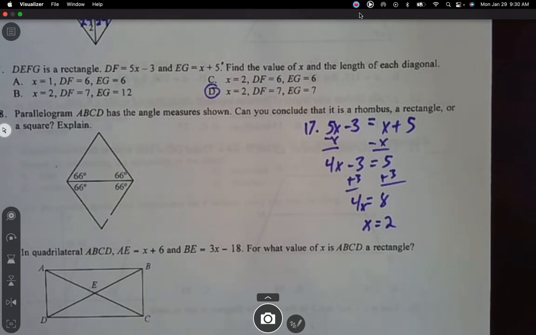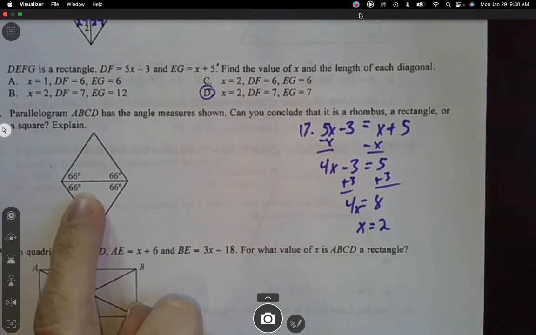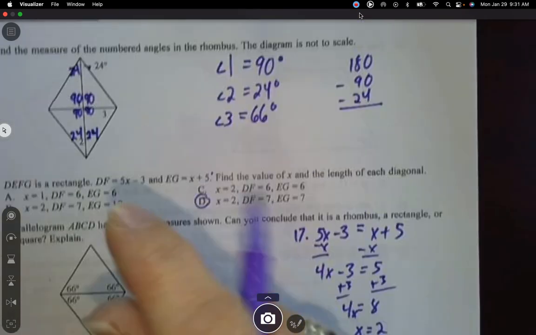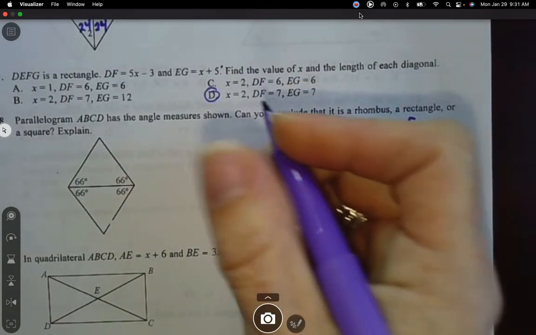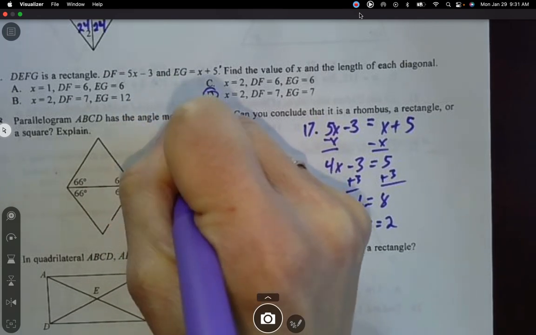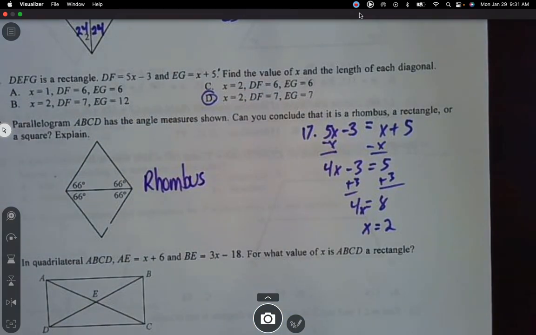Okay, number 18. Is it a rhombus, a rectangle, or a square? First of all, do these add up to 90 angles? No. A square and a rectangle add up to 90. So it's not a rectangle or a square, so what must it be? It's a rhombus, which we just did a problem like that up here. If you know the sides are equal, then it's a rhombus. I spelled it right. I didn't even have to look at the word. Is everybody okay with that one? Okay.